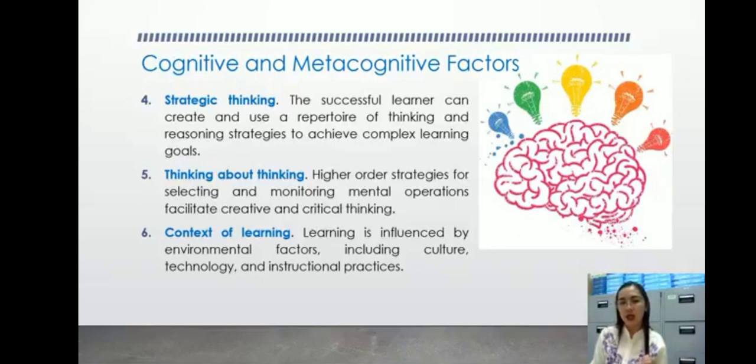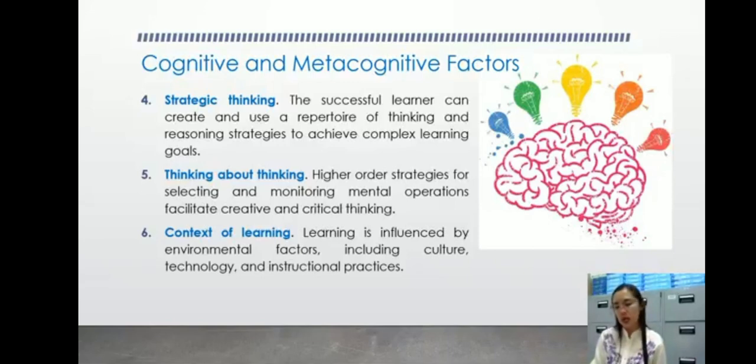Number 5 is thinking about thinking. Higher order strategies for selecting and monitoring mental operations facilitate creative and critical thinking. Successful learners can now reflect on how they think and learn. They can now set reasonable learning or performance goals. They know what to do when a problem occurs.